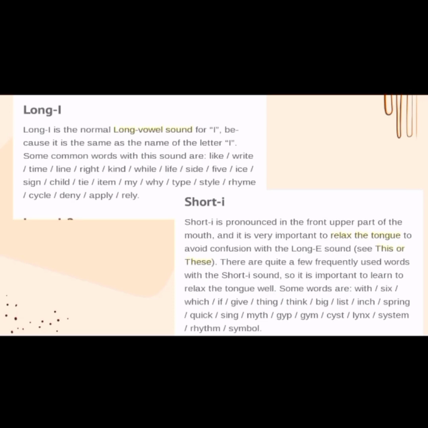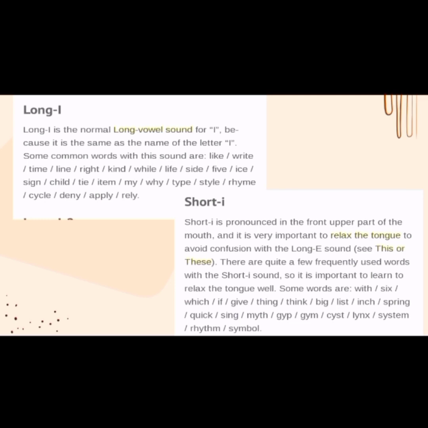In the short I sound, it is pronounced in the front upper part of the mouth. And it is very important to relax the tongue to avoid confusion with the long A sound. Now, there are quite a few frequently used words with the short I sound. So, it is important to learn to relax the tongue well.